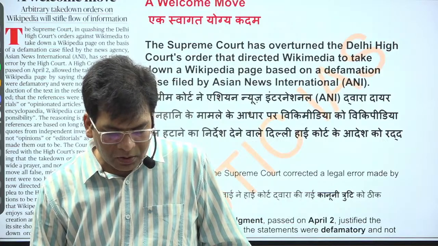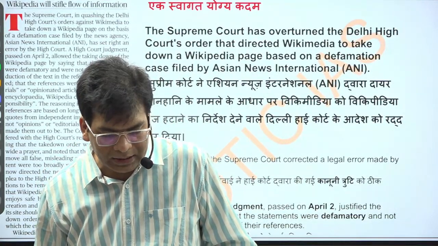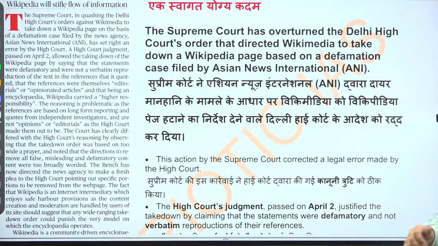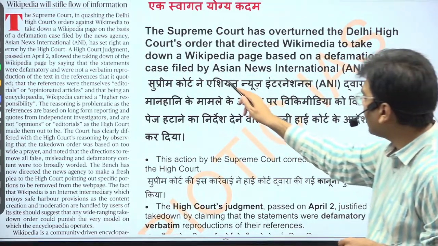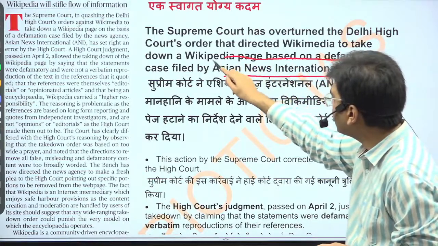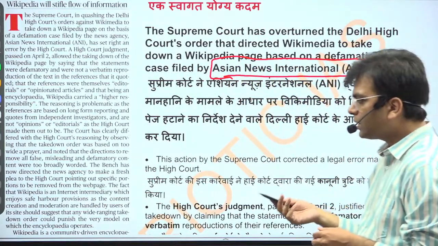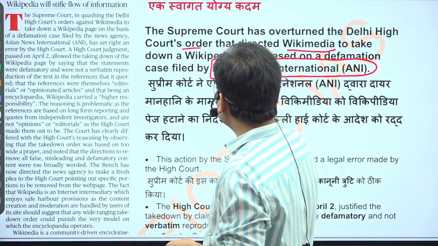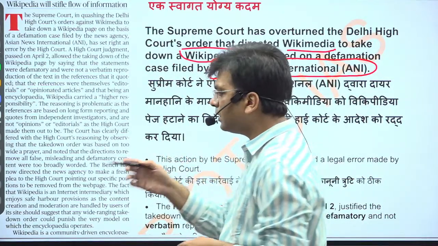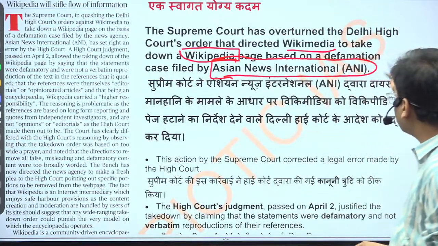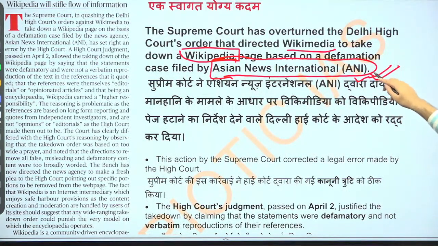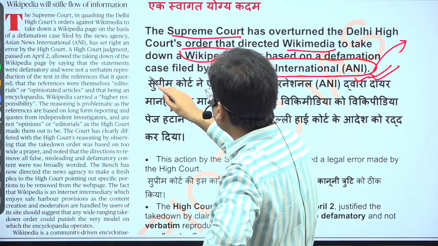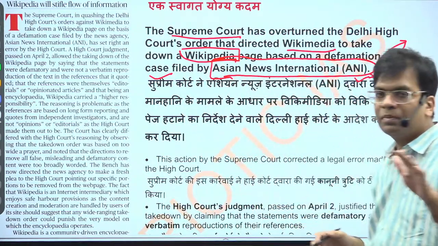Next news: the Supreme Court has overturned the Delhi High Court's order that directed Wikimedia to take down a Wikipedia page based on a defamation case filed by ANI, Asian News International. You always see this mic, the ANI mics. The case was that there was a Wikipedia page where it was mentioned that ANI is very much associated with the government and is biased. Such a line was there. ANI approached the court, saying this type of statement is defaming them and costing them, so Wikipedia should remove that particular line.